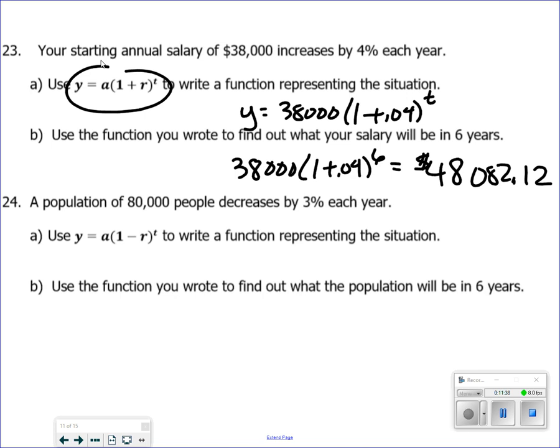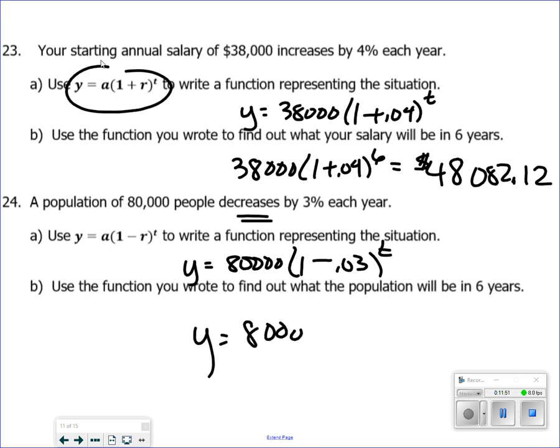Next one, we're dealing with people. 80,000 people. 1 minus 0.03. The reason it's minus is because it is decreasing, raised to the t. And now they want to know how many people. What would the population be after 6 years? So 80,000, 1 minus 0.03, and I'm going to raise that to the 6th power.